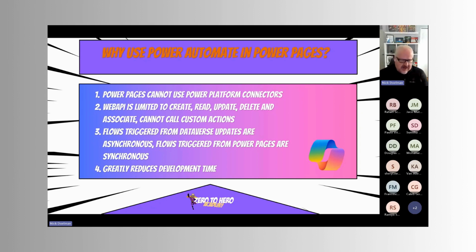Now, if you say, well, I could use the web API, that's true, but we're limited to create, read, update, delete, and associate. We can't call custom actions at this time. We just can't use the web API to call a Dataverse custom action. So this, again, is where Power Automate can kick in.